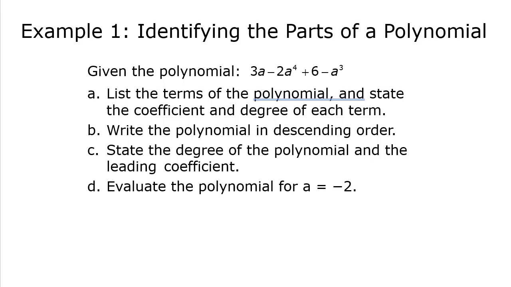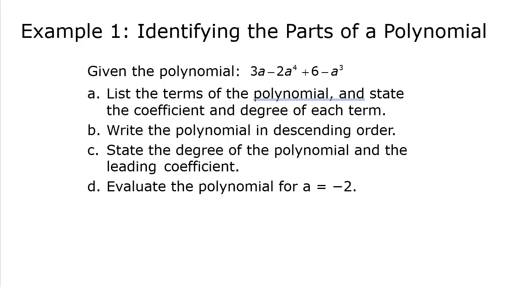Example, given this polynomial, we can list the terms of the polynomial, state the coefficient and degree of each term, then we can write the polynomial in descending order. Once we do that, we can just state the degree of the polynomial and the leading coefficient, and then finally we can evaluate the polynomial for a equals -2.